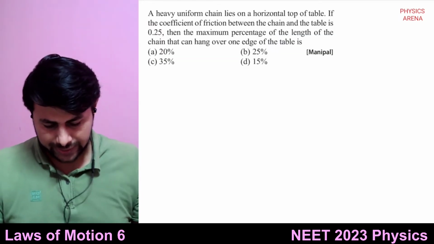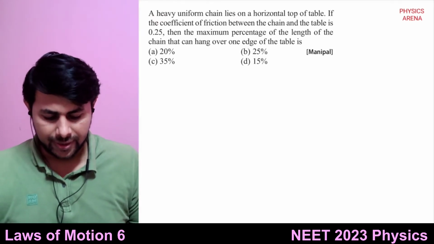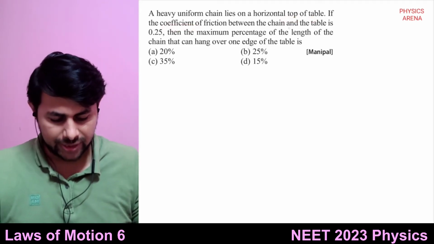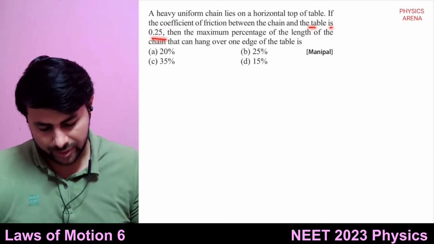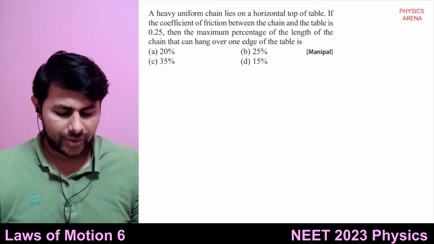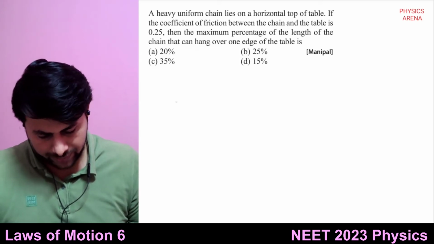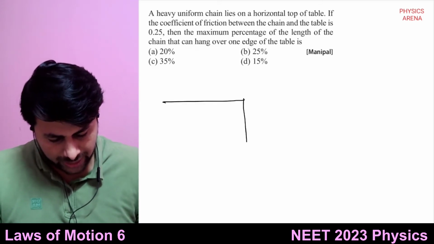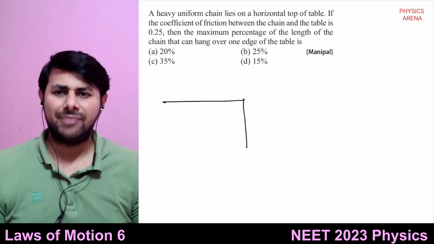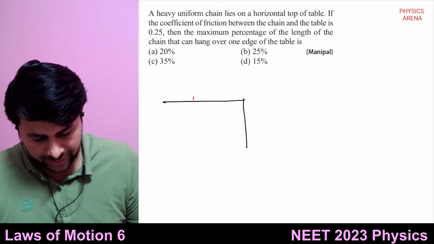So then let's look at this problem. A heavy uniform chain lies on the horizontal top of a table. If the coefficient of friction between the chain and the table is 0.25, then the maximum percentage of length of the chain that can hang over one edge of the table is? So there is a table. This problem is not asked in the NEET exam, but it can be asked. It has been asked in many medical and engineering exams. So there is a chain like this.